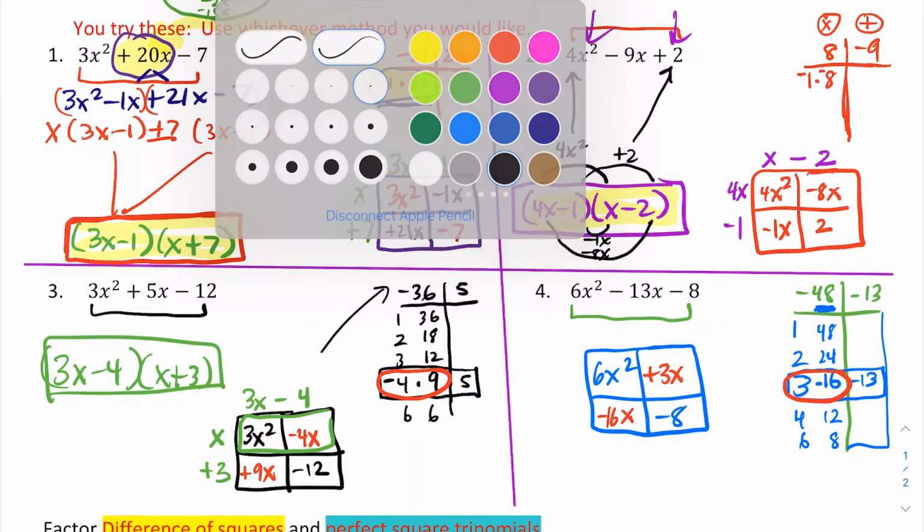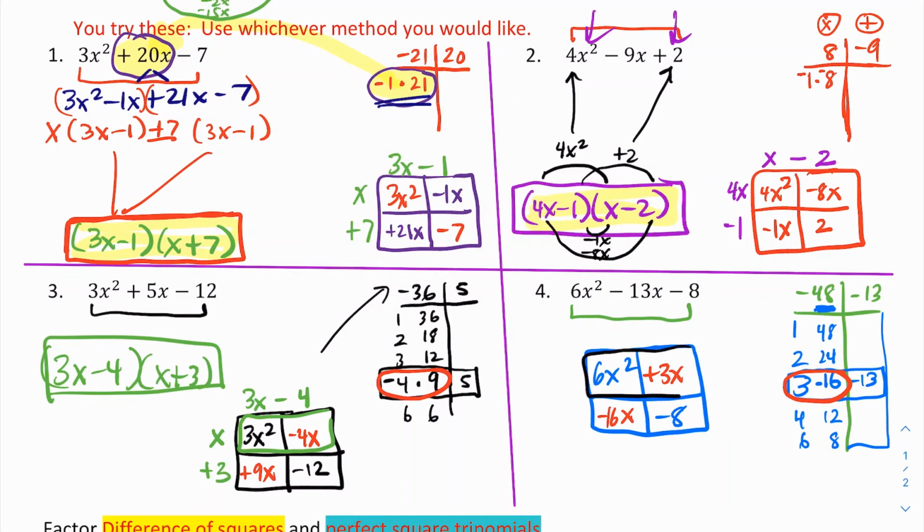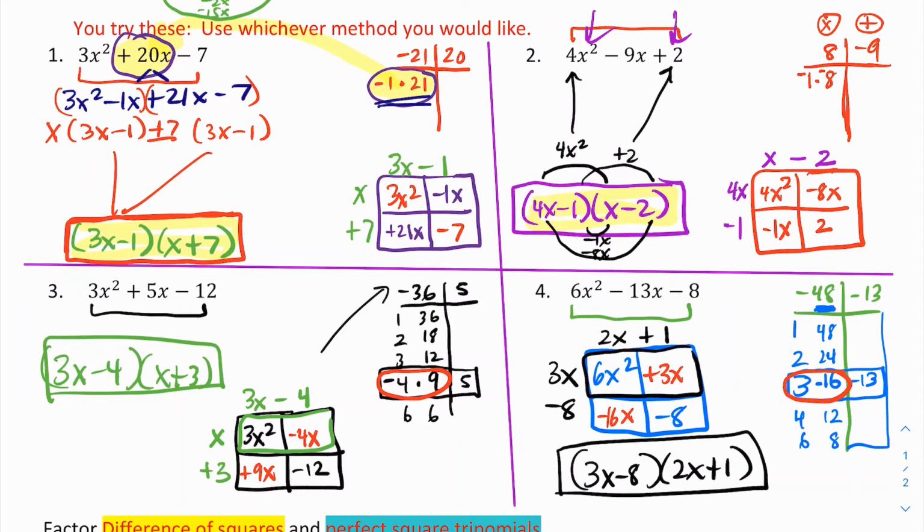All right, so the first two terms have a 3x in common. I'm left with a 2x plus 1 because you're dividing that out, okay? And then if I look, 2x times what gives me negative 16x. That's negative 8. So we get 3x minus 8 times 2x plus 1, and that's your answer for that one.